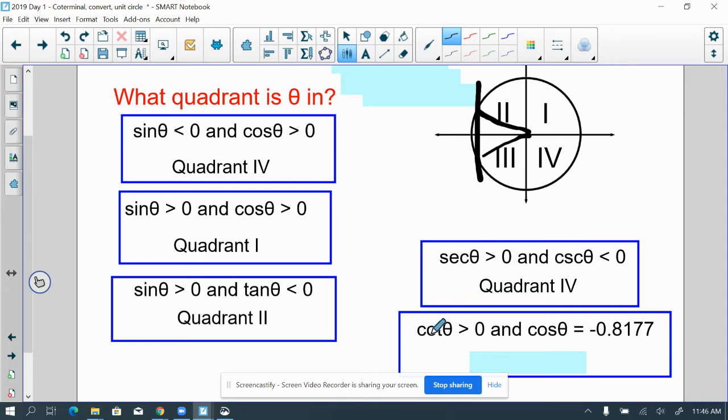And cotangent is positive. Well, if cotangent is positive, then so is tangent. And tangent is positive in quadrant 3, because remember, tangent is y divided by x, and in quadrant 3, everything is negative, the x's and the y's. So if you divide two negatives, you end up getting a positive.